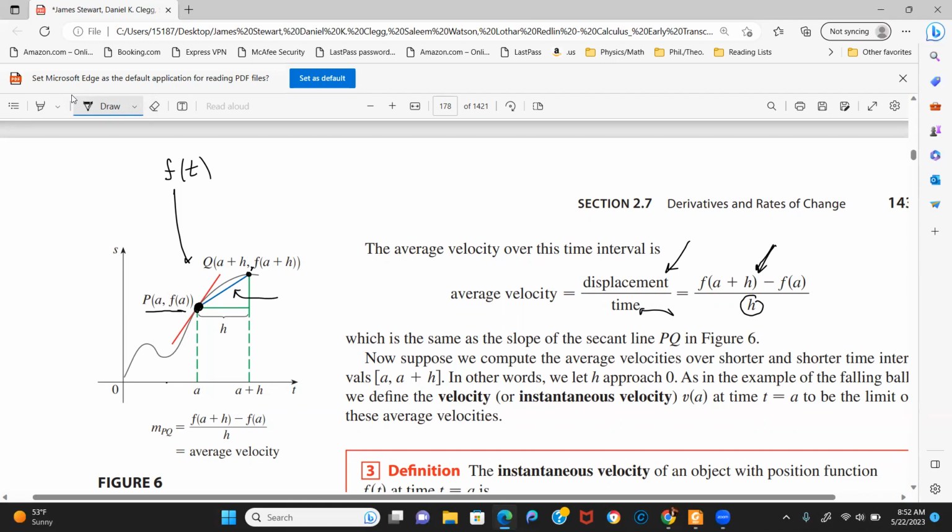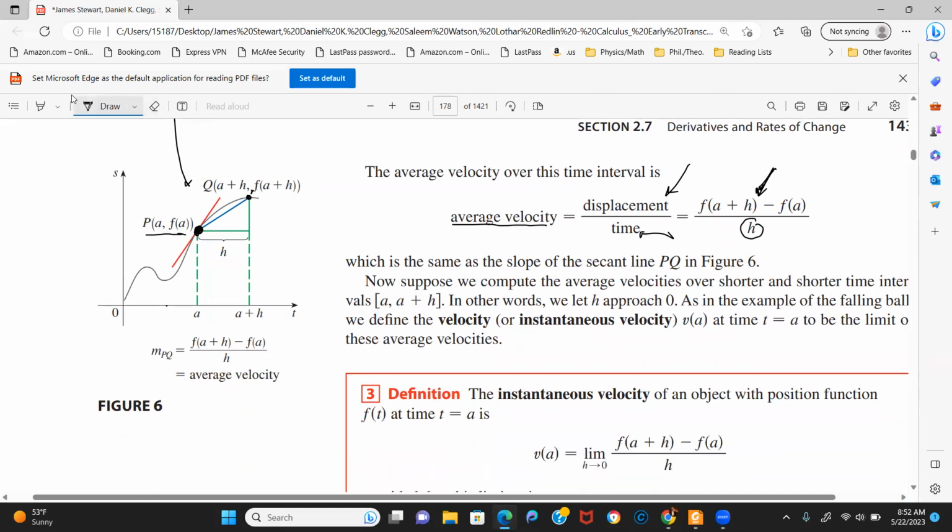And this is how we connect to this so-called tangent problem, which we'll look at in a moment. But this will be an average velocity, this number right here, by definition, which is also the slope of this, not the tangent line, but the secant line. The red curve is going to be your tangent line.